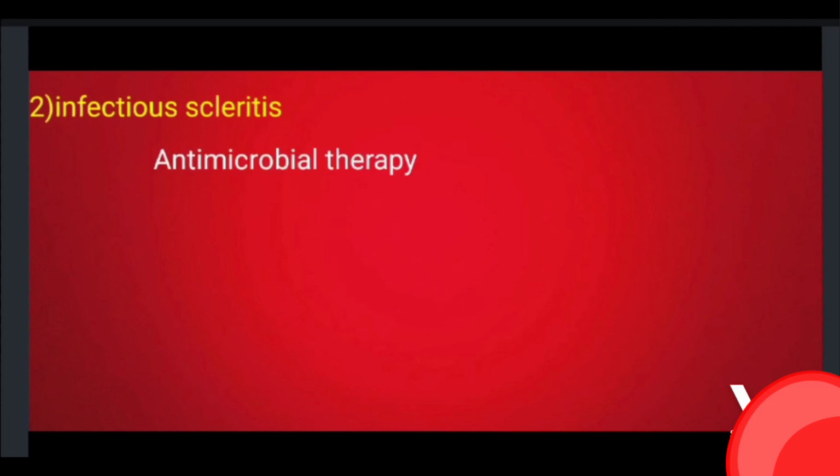Treatment for infectious scleritis is given with antimicrobial therapy, both topical and oral agents. Second is surgical debridement. It is found useful by debulking the infected scleral tissue and also facilitating the effect of antibiotics.